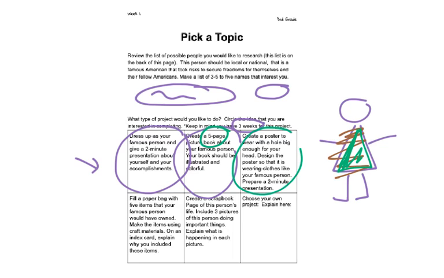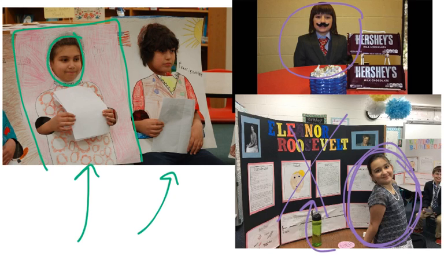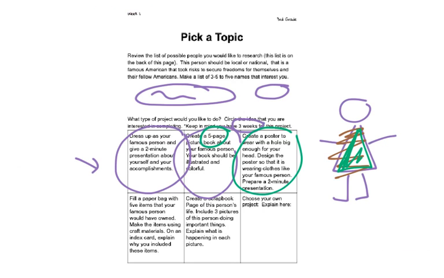The third option is to create a poster to wear with a hole big enough for your head. Design the poster so that it is wearing clothes like your famous person. Prepare a 2-minute presentation. So that would be like these 2 scholars here. You can see they just got a poster board from the Dollar Tree. They cut a hole out for where their head is, and the scholar also did arms and decorated it like that person.